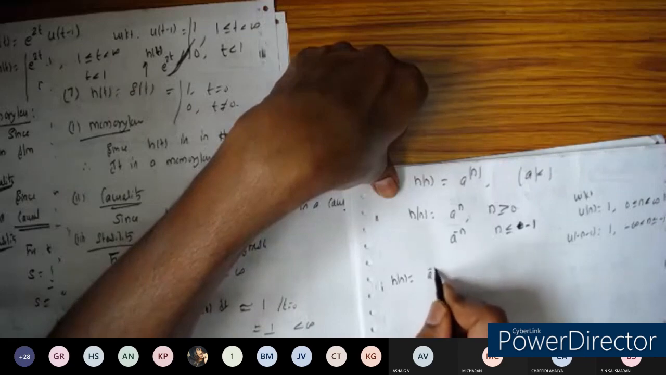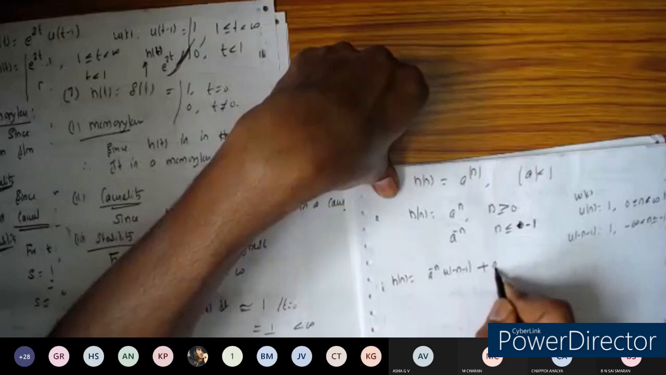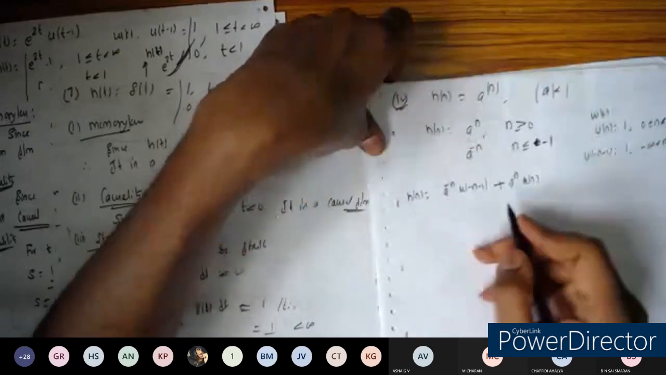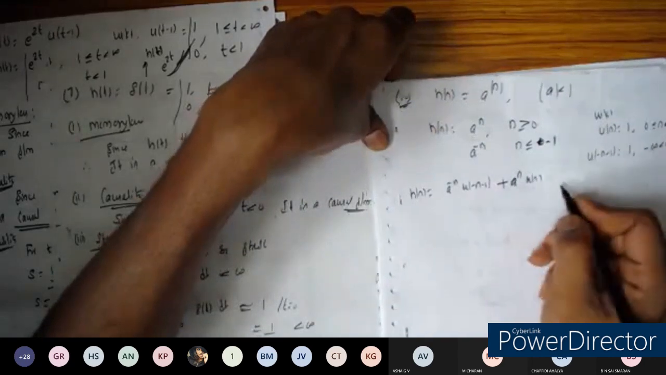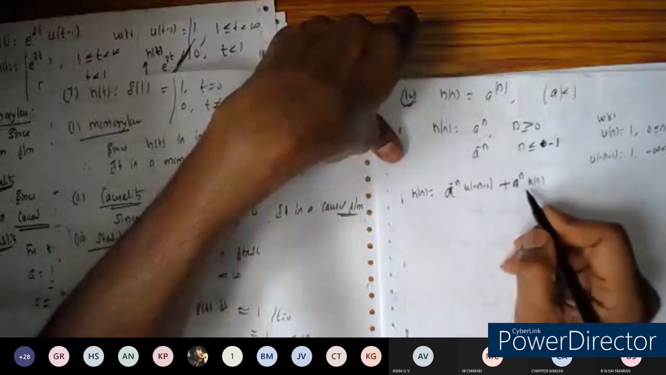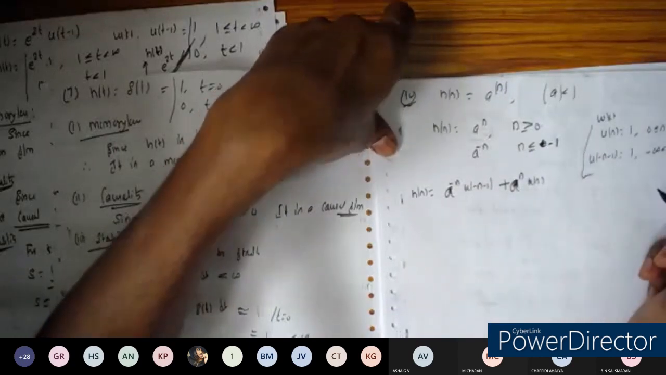So it is a to the power of minus n into u of minus n minus 1, plus a to the power of n into u of n, we can represent here. You can see, right? This is a to the power of minus n, and this is a to the power of n into u of n. Any doubts in this representation?